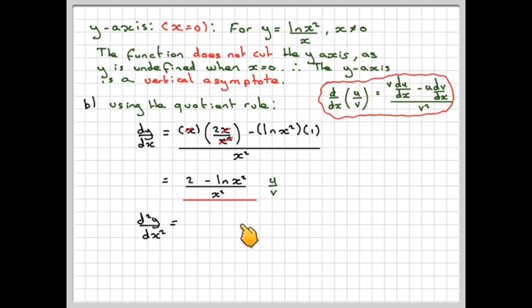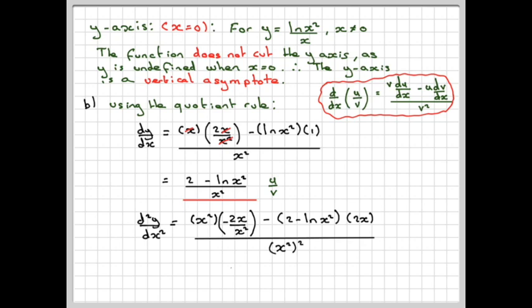For the second derivative, again it's type u over v, so it's going to be v, which is x squared, times the derivative of minus ln x squared, which is going to be minus 2x over x squared this time, because there's a minus sign in front. Derivative of 2 is 0. Minus 2 minus ln of x squared, be careful to put it in brackets, times 2x over x squared all squared.